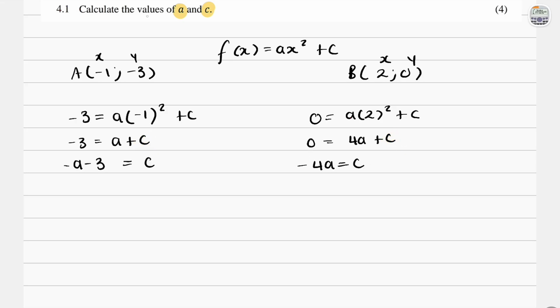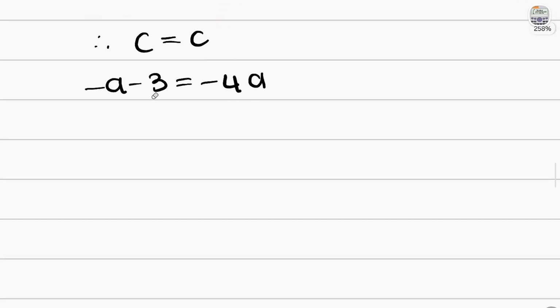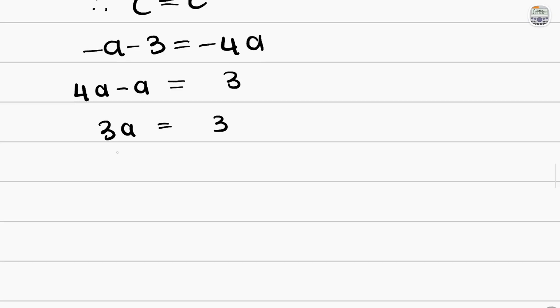Since these equations both have c as a subject, we can simply say c is equal to c. So c equals c, and we will just say negative a minus 3 equals minus 4a, and solve for a. Negative 4a comes over to become positive 4a, and then minus a, and then the negative 3 goes over to become positive 3. So that becomes 3a equals 3. Divide both sides of the equation by 3, and finally a is equal to 1.